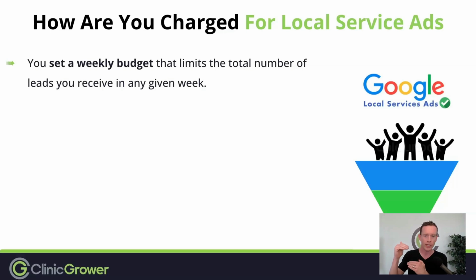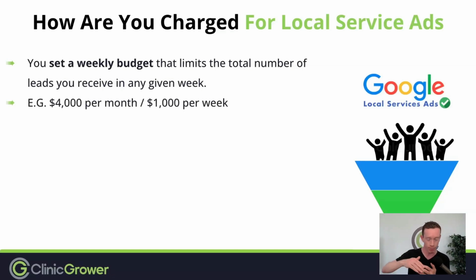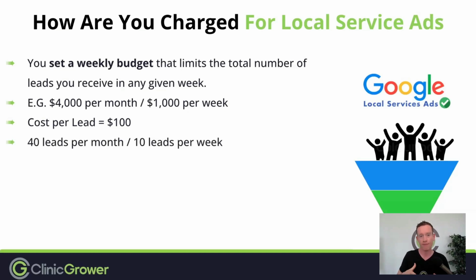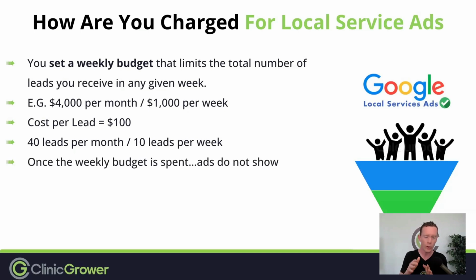And so you set a weekly budget, and then in any given week, depending on the number of leads that are generated, your budget will run out. And so in the example of a $4,000 per month budget, $1,000 a week, if that cost per lead is about $100, then that's going to generate about 40 leads per month or 10 leads per week. Okay. And once the weekly budget is spent, the ads do not show. We're going to talk about criteria, when to show ads and what those strategies look like, but just know that that's how it works.